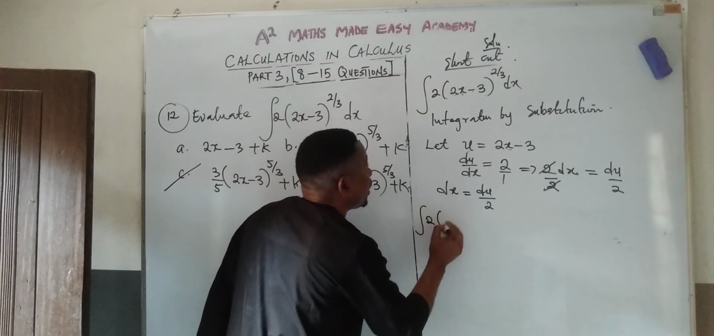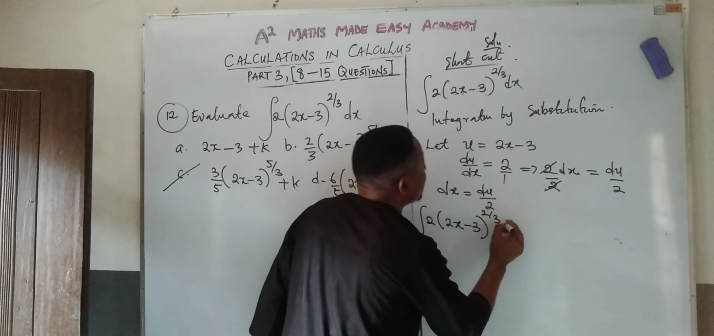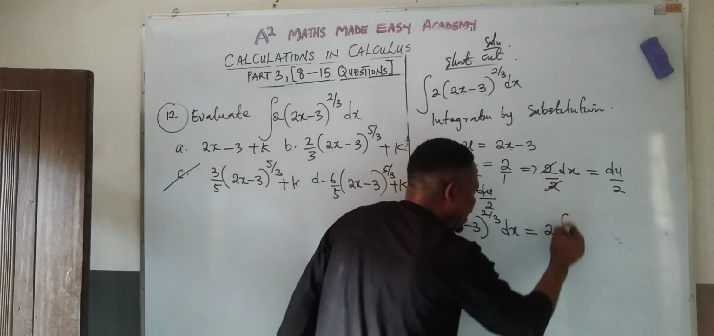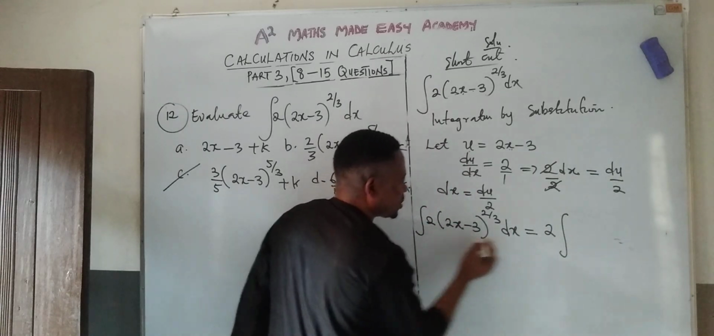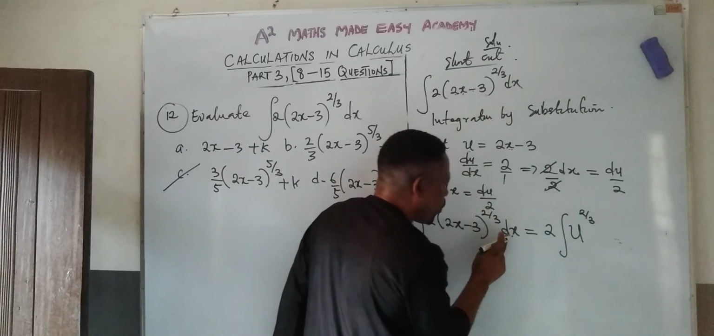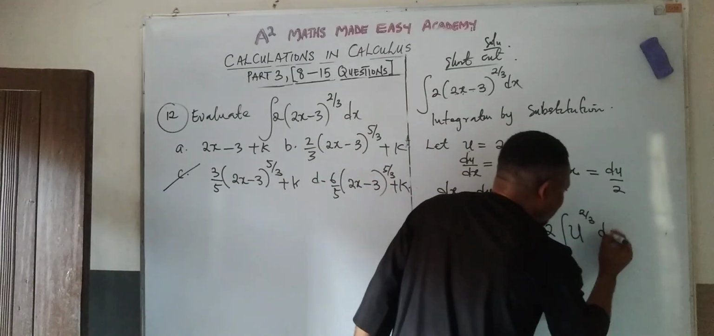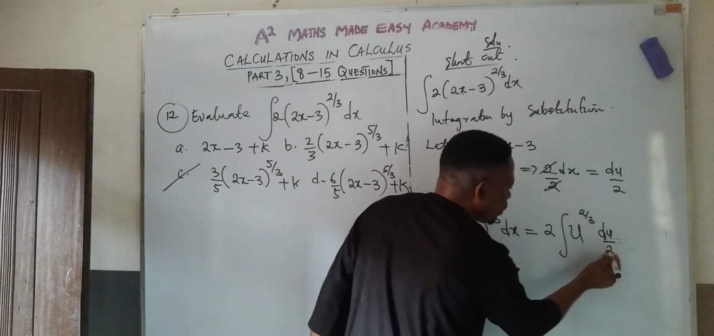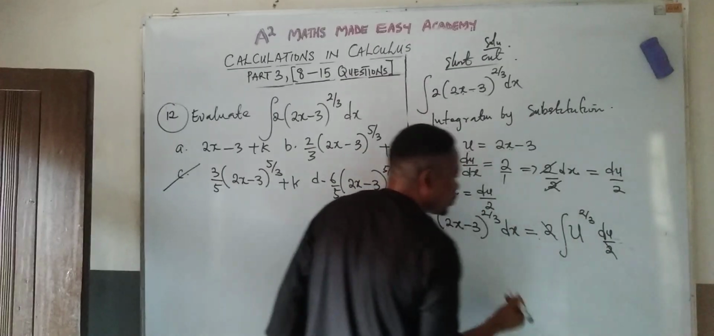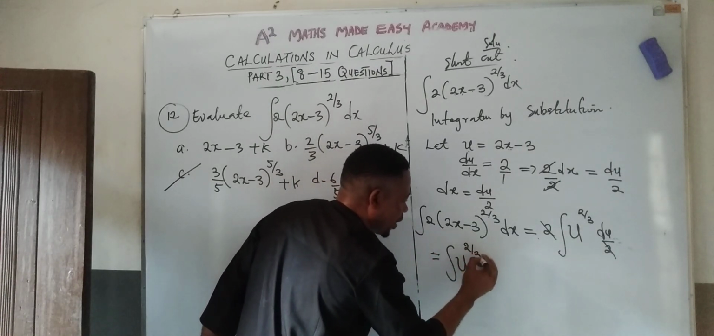Integral of 2 bracket 2x minus 3 close bracket raised to the power of 2 over 3 dx is now equal to, factor these 2 out, then integral. Remember that this is given as u raised to the power of 2 over 3 dx. Do we know dx? Look at it, dx is du over 2. Now factor these 2 out, or rather, these 2 down here, up here, we cancel these 2. What do you think is remaining? Integral of u raised to the power of 2 over 3 du.